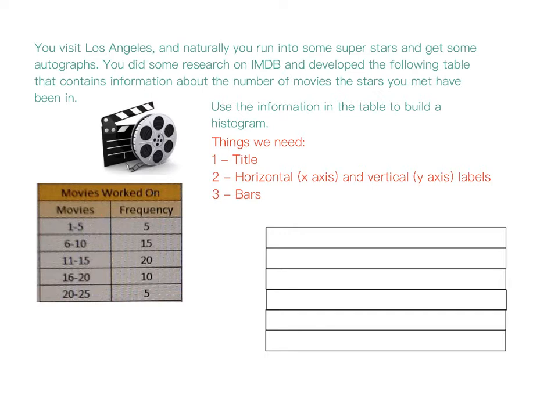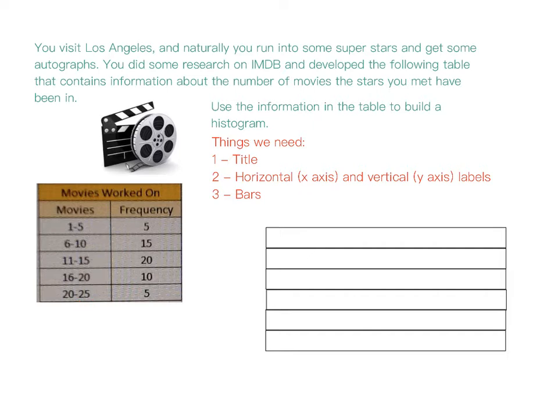Okay, so let's look at this table real quick. What the table shows us is a number of things, okay? Remember, the frequency is the number of, in this case, people that we met. So you met 5 people, but those 5 people, what about them? Well, they were in 1 to 5 movies. You also met 15 people who were in 6 to 10 movies. You met 20 stars who had been in anywhere from 11 to 15 movies. Now, you met only 10 people who'd been in 16 to 20 movies, and you only met 5 people who were in a bunch of movies, 20 to 25, okay?